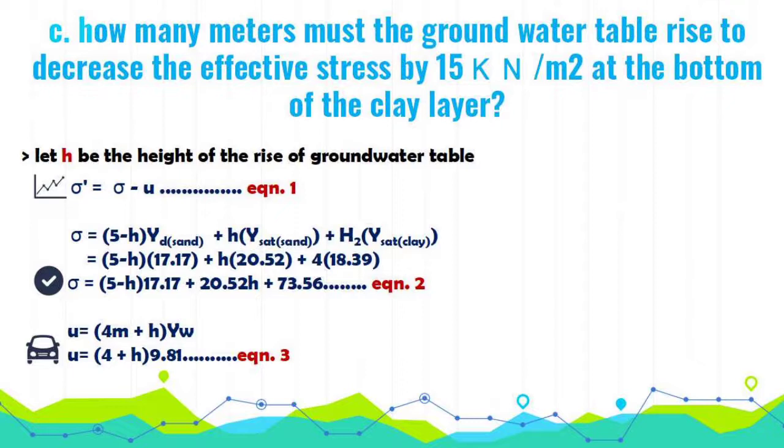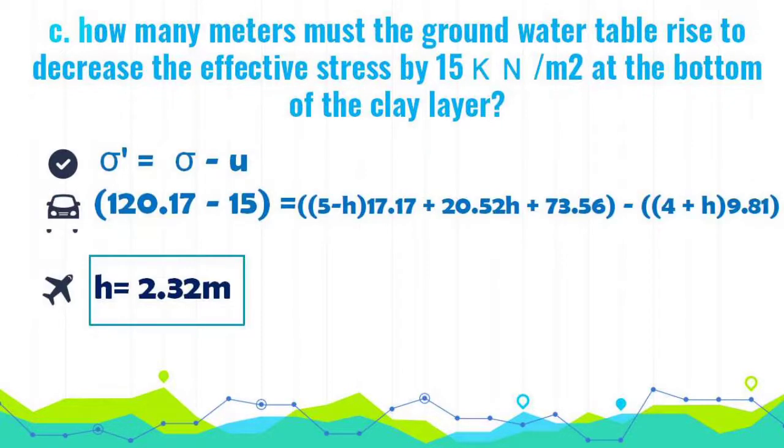Thirdly is the expression for the neutral stress, and that is equal to u is equal to 4 meters plus h multiplied by the unit weight of water, or u is equal to the quantity of 4 plus h multiplied by 9.81. Calculating the rise of the groundwater table from equation 1 and substituting equations 2 and 3 in equation 1, we have the value of h to be 2.32 meters, and that is the value of the rise of the groundwater table.